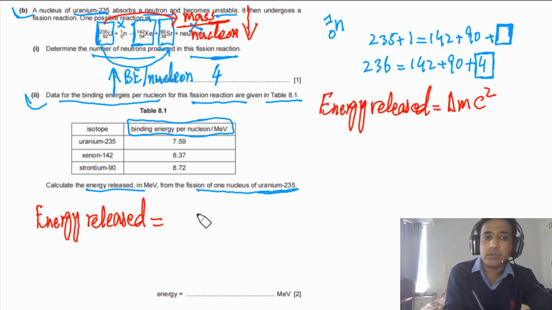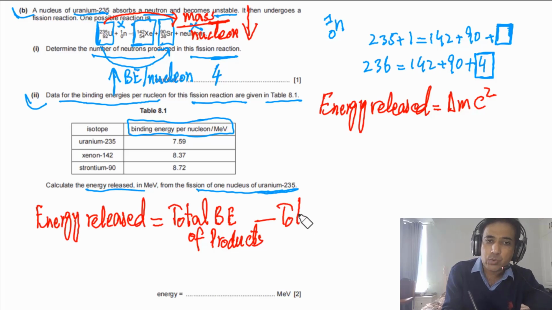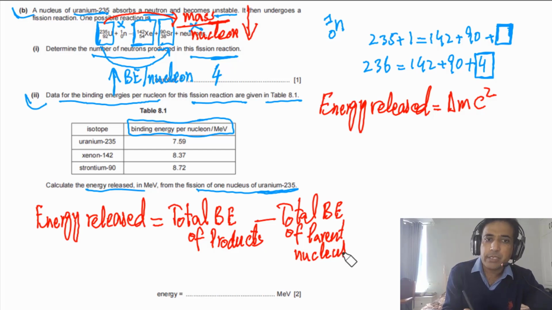Energy released in this case will be equal to the total binding energy of products minus the total binding energy of parent nucleus. So this is the main concept. Now we simply need to plug in values and we can find the answer.